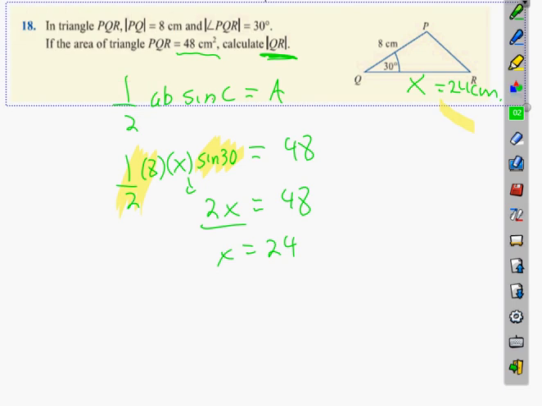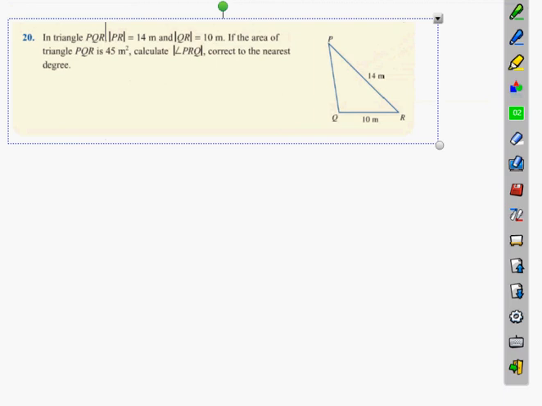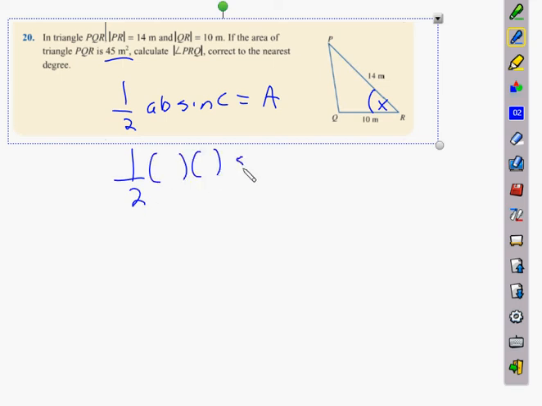Now, what we're doing next is question 20. And what we have at number 20 is that we have two sides and we don't know the angle in between them. Let's call it angle X. We know that the area is 45. So a half AB sine C equals the area. Connor, what do you say A should be? 14. And B?